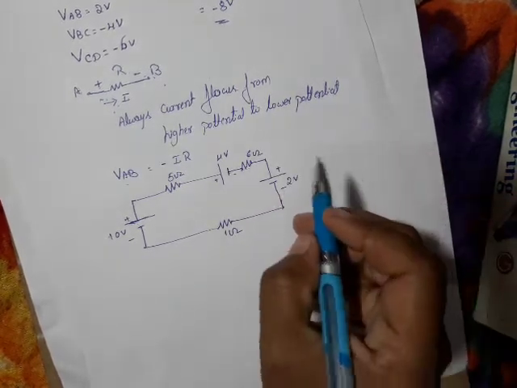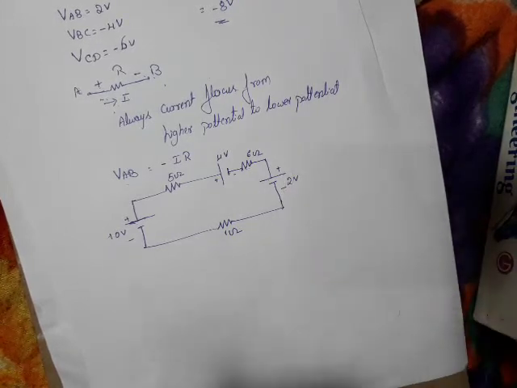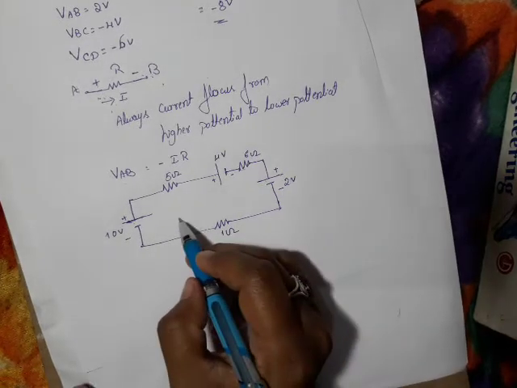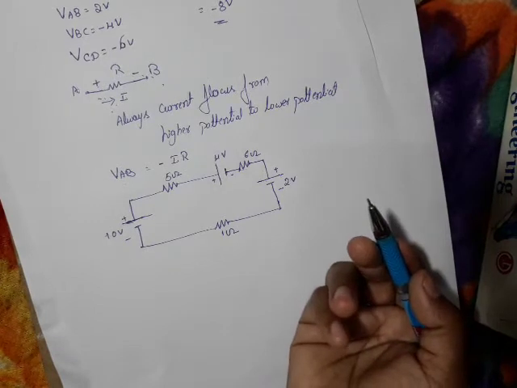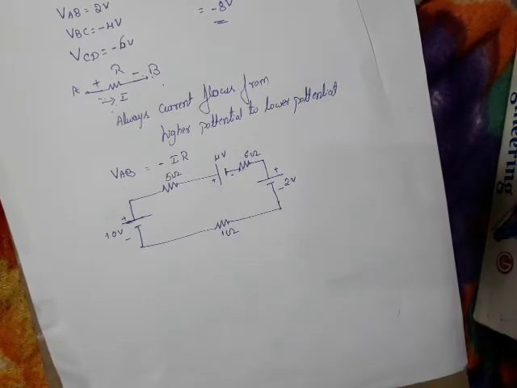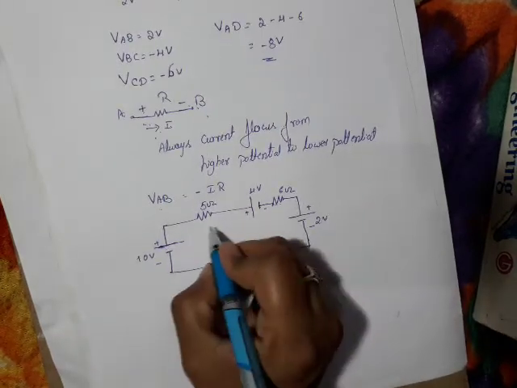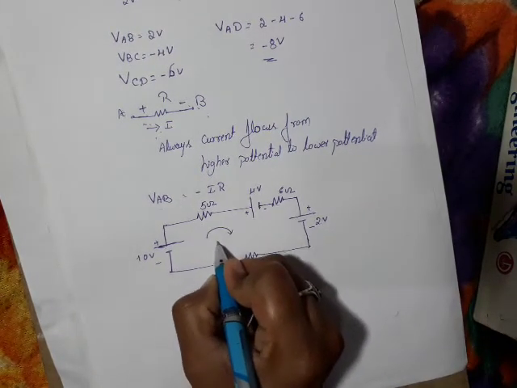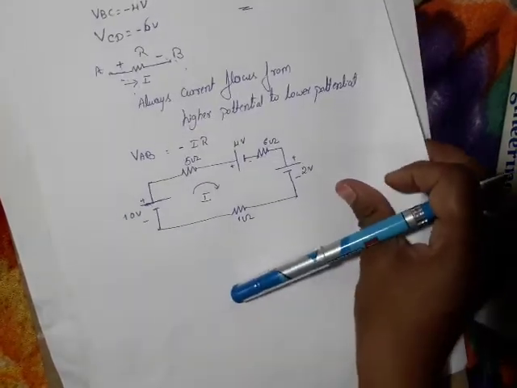Sometimes they will give the current direction in the problem. Sometimes if they haven't given, we need to assume. Now it's your authority. You can assume the current in any direction, either clockwise or anti-clockwise. Anyway, the circuit is a series circuit, so you can apply it in any direction. The current in every resistance is the same since it is a series circuit. For the first case, we'll assume the direction of current in this direction and we'll find out the current I.